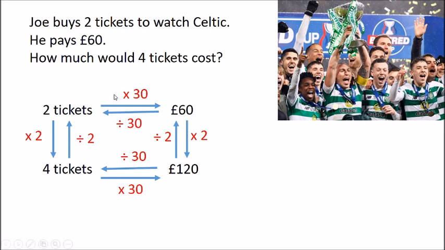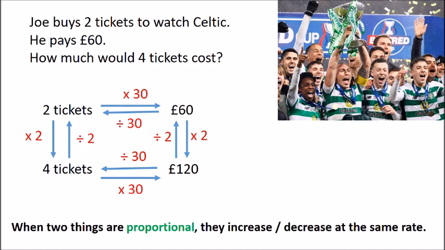Do we notice that no matter which direction I'm looking at, I will always have a pair of consistent multipliers or consistent divisions? This means that these two quantities are in proportion. So when two things are proportional, they increase or decrease at the same rate. For example, in that first question, I noticed that the rate of increase was multiplying by 2.